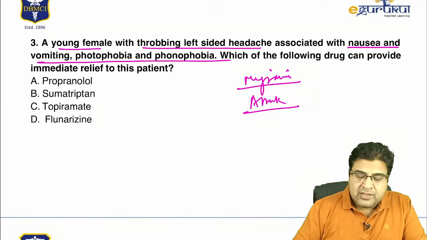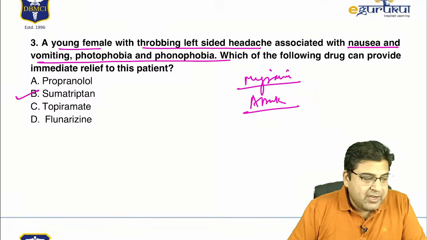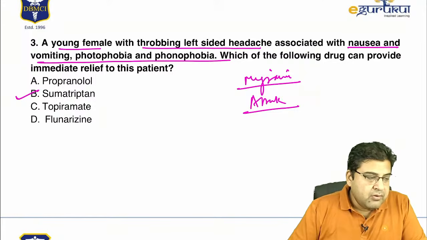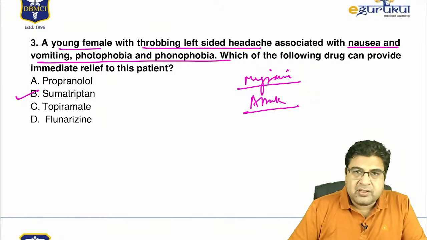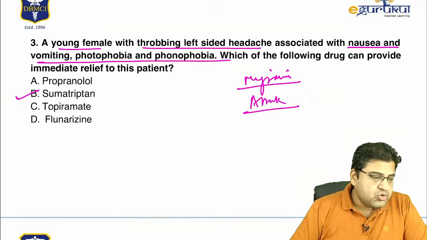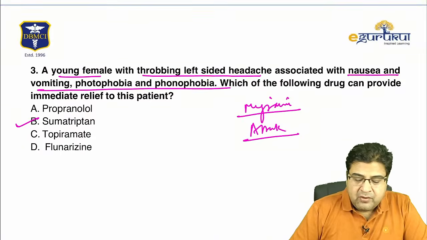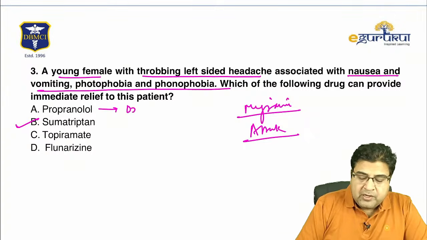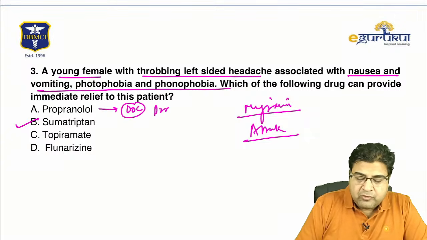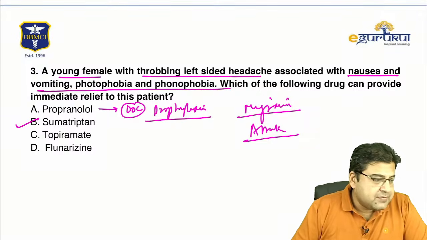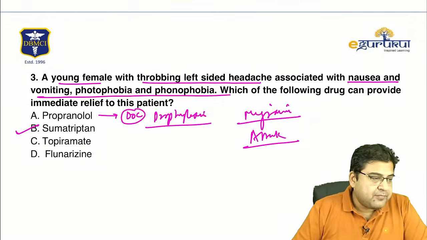So guys, we know that triptans are the medicines meant for the acute attack of migraine. Sumatriptan is the answer to this question. The female is having an acute attack of migraine. We will give sumatriptan. Now, propranolol is a drug of choice for migraine prophylaxis. So here the answer is B.